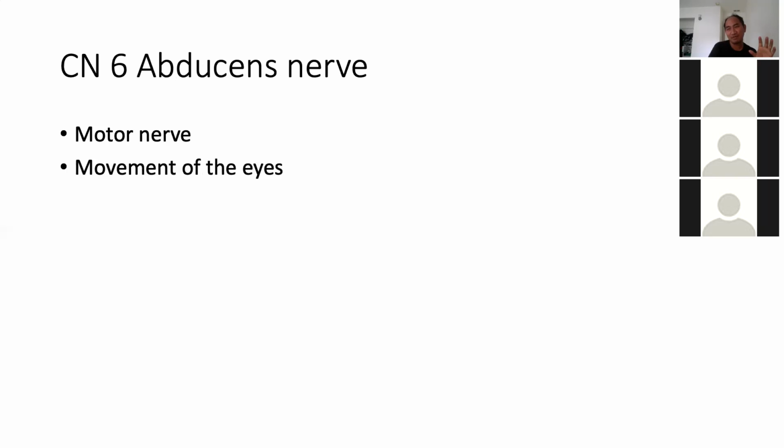6th cranial nerve is simple because you know LR6, lateral rectus, 6th cranial nerve. So the 6th cranial nerve is a motor nerve, movement of the eye, lateral rectus. SO4, superior oblique, trochlear nerve, which is the 4th cranial nerve. The rest of the eyeball movement muscles are supplied by the 3rd cranial nerve, the oculomotor nerve.